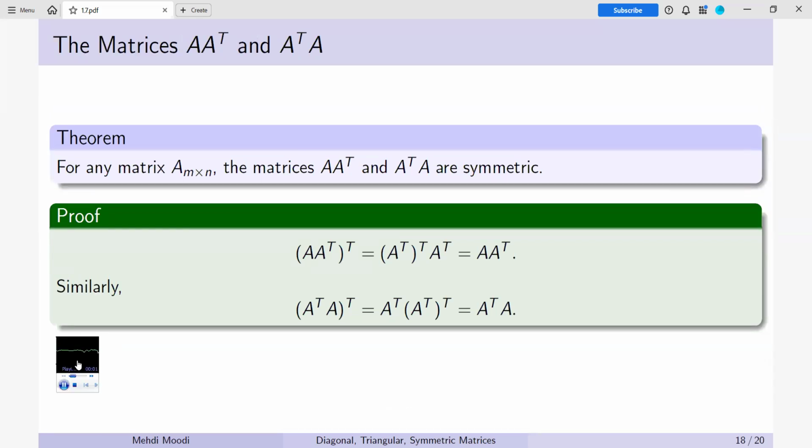No matter what shape A has, the products A A transpose and A transpose A are symmetric whenever the products are defined. These matrices appear often in applications, especially statistics and optimization.